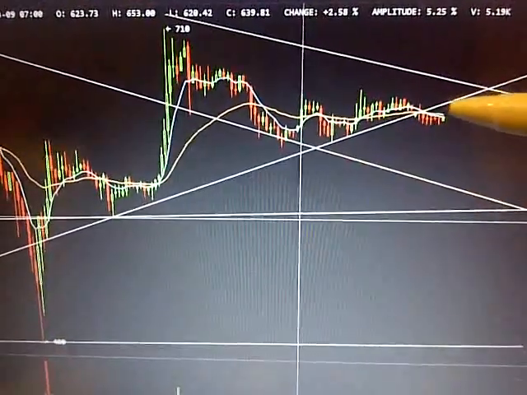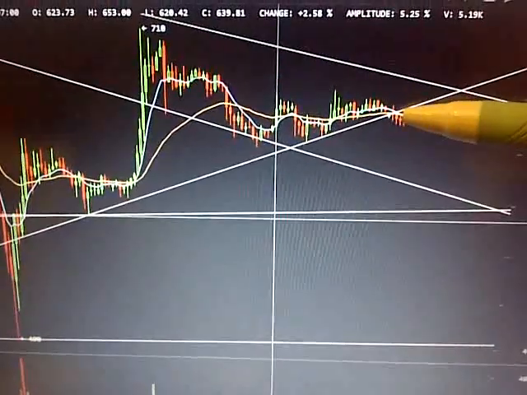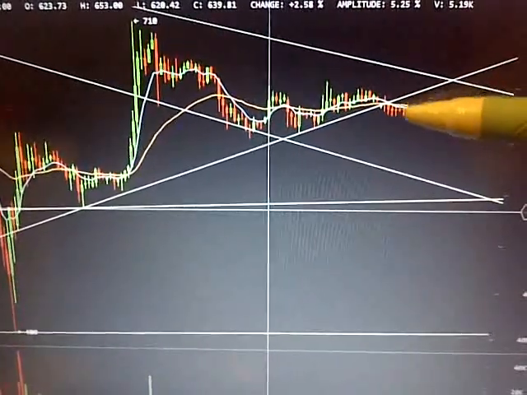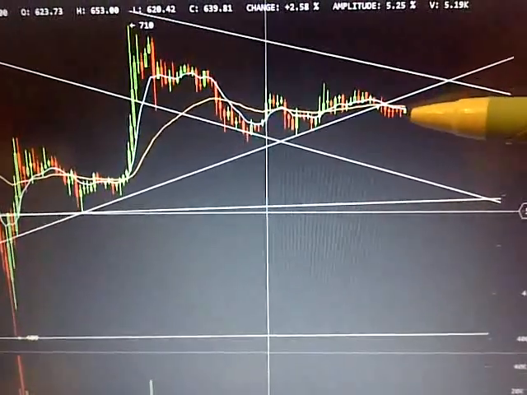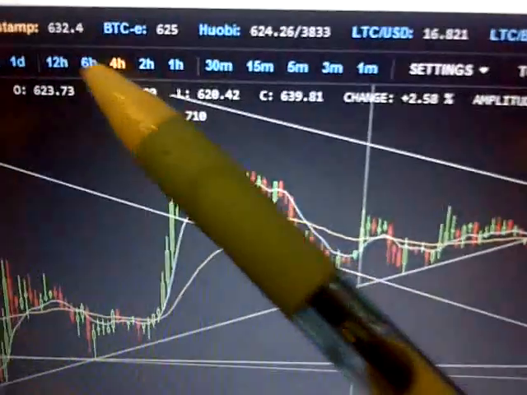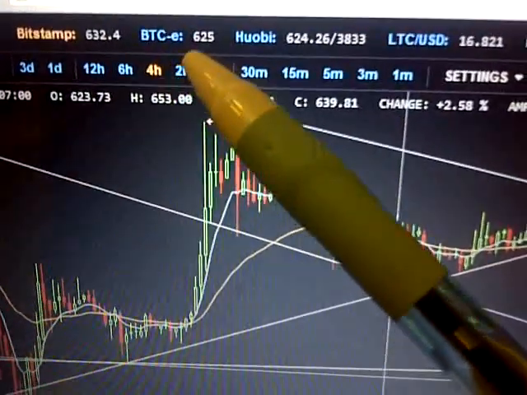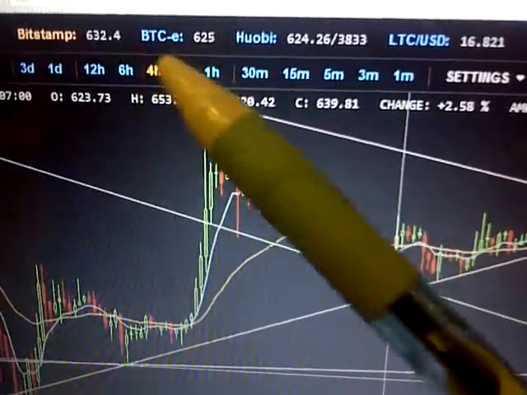So when it doesn't move too much and it's going really sideways for a while, I find those times are the best time to buy and sell because it's not moving too much. The price between the exchanges right now has about a $5, $6, $7 difference.